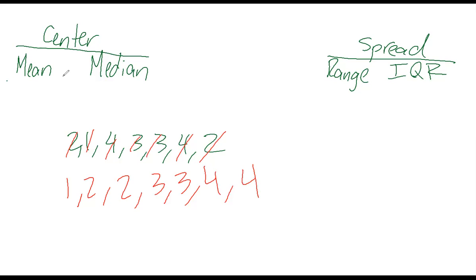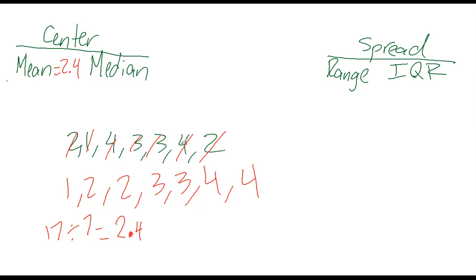So we know how to find the mean. To find the mean, we add up all these numbers and we divide by how many numbers we have. So if we add them all up, we get 17, and then we would divide by 1, 2, 3, 4, 5, 6, 7. 17 divided by 7 is not going to give us a whole number, but that's okay. It'll give us approximately 2.4. So that means our mean is 2.4.